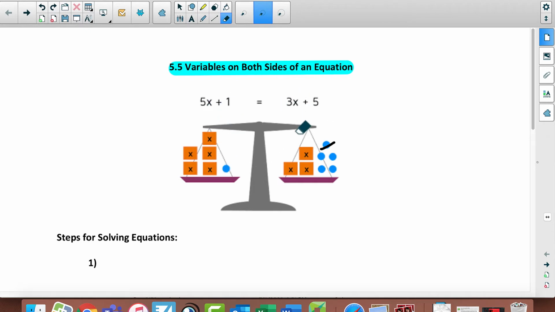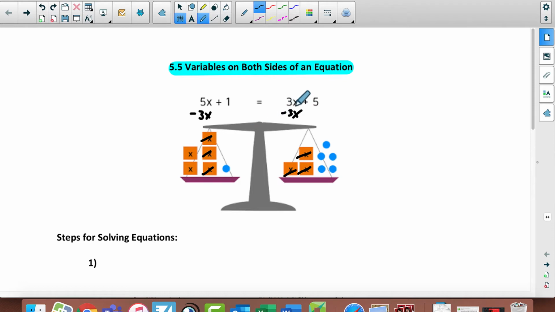I mean, don't look at the equation, look at the blocks. What else could you do to keep it balanced but simplify the situation? You could take away 3 x's from this side, as long as you do the same from this side and take away 3 x's from that side. So that's what our move's going to be today: if you have x's on both sides, you're actually going to take away 3x from both sides.